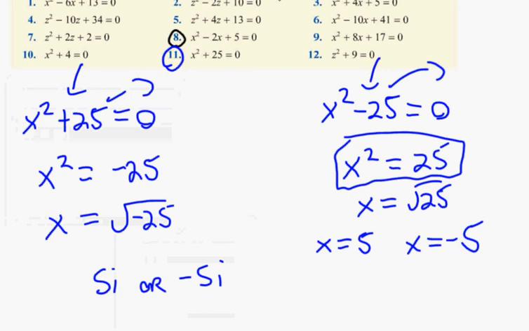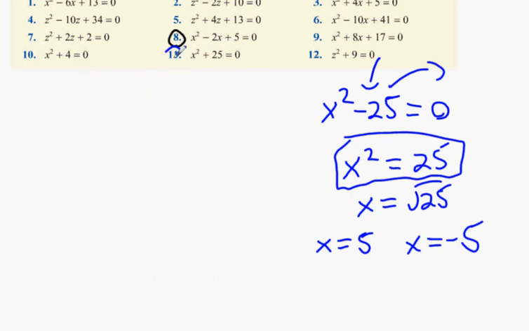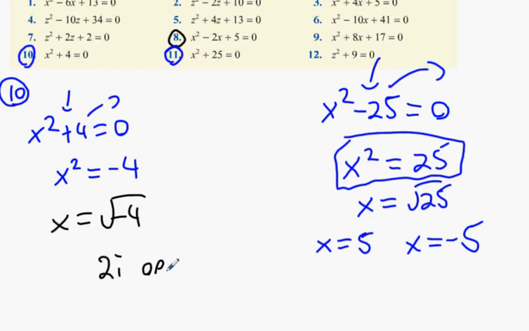So guys, on the next one, I did 8 and 11 so far. The next one here is number 10. Give you another example. X squared plus 4 equals 0. How do I know it's not the difference of two squares? It's a plus 4, not a minus 4. Bring the minus 4 over the other side. X squared equals minus 4. What do I do to both sides? Square root. Alright, what is the square root of minus 4? 2i. You also have to remember the other answer, which is minus 2i.